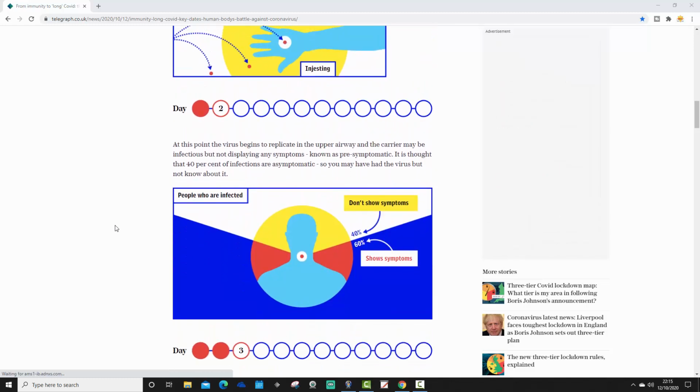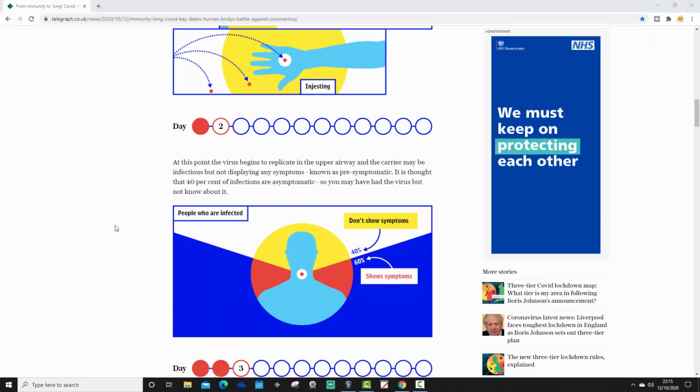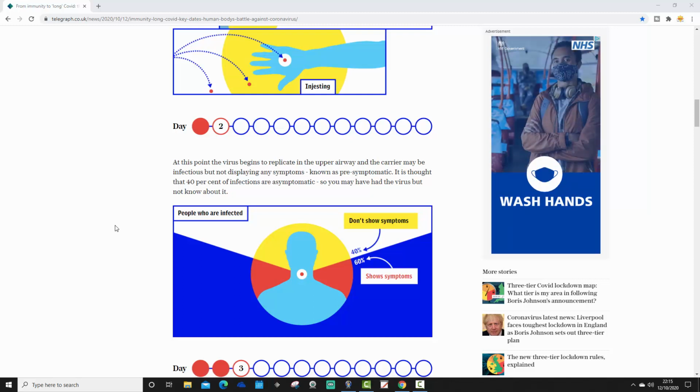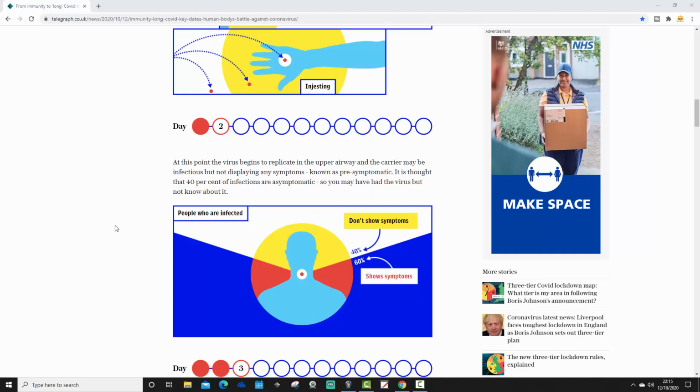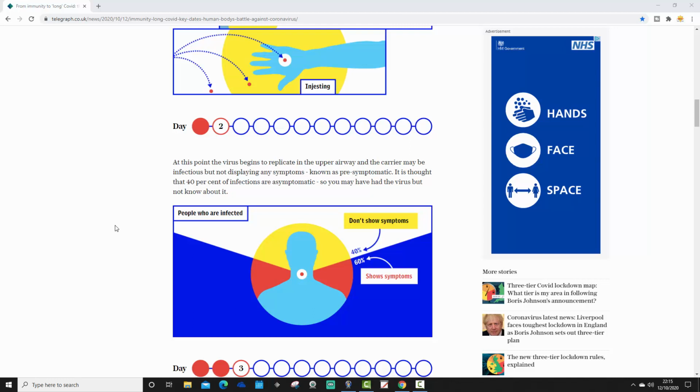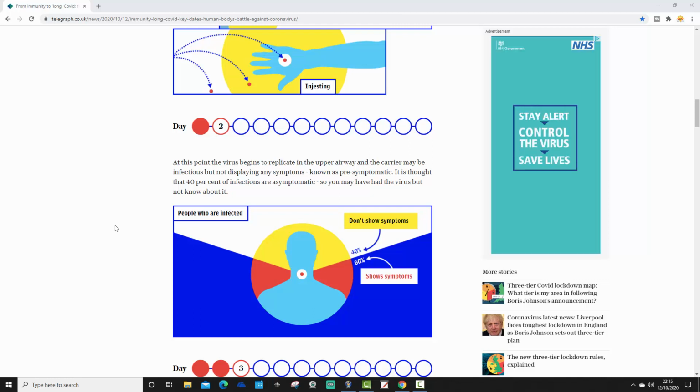Day two, at this point, the virus begins to replicate. The patient has now been infected, they have picked up the virus, it's in their throat, and now we're at day two. The virus begins to replicate in the upper airway, and the carrier may be infectious but not displaying any symptoms, known as pre-symptomatic. It is thought that 40% of infections are asymptomatic, so you may have had the virus but not know about it. So 40% of COVID patients have no symptoms, they are asymptomatic from beginning to end. 60% will show symptoms. But 40% is a high number.